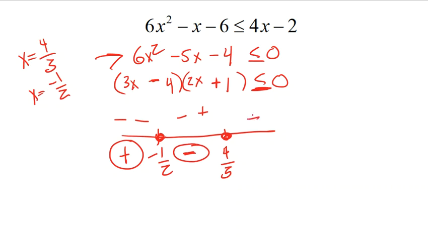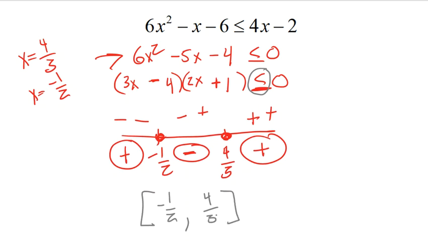15 minus 4 is positive 11. 2 times 5 is 10, plus 1 is positive 11. You're going to get a positive number on that side. So again, remember, what does the equation want? The equation wants me to be less than or equal to 0, so that means I'm looking to be negative. So my answer is the bracket negative 1/2, comma 4/3. Any number in that interval is going to make me happy.